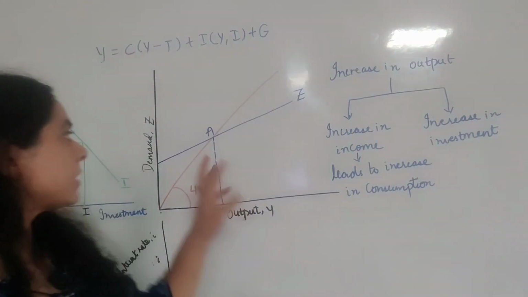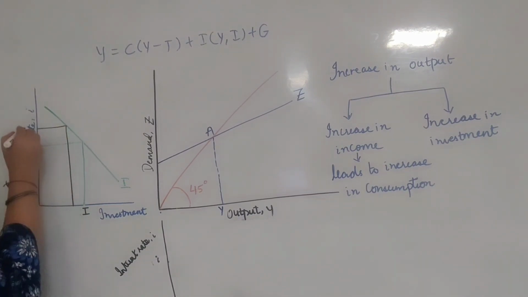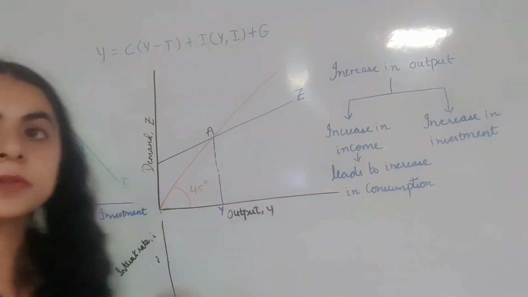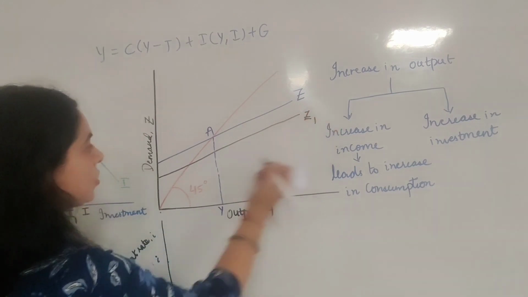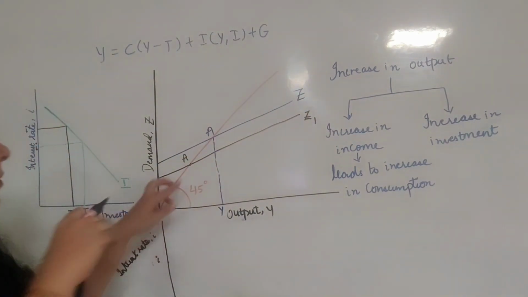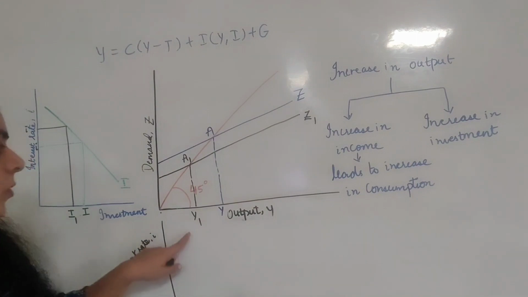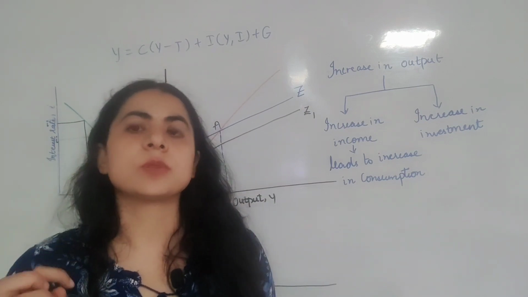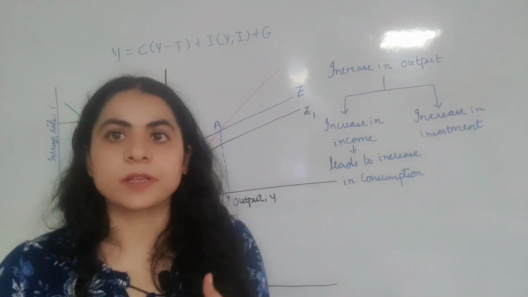Now the initial equilibrium is established at point A. Now suppose that the interest rate increases, and with this increase in interest rate, investment will fall. With the fall in investment, there will be a fall in demand, and this curve will shift downwards to a new position, and the equilibrium is now established at this point A1, and there will be a fall in output from Y to Y1. An increase in interest rate decreases investment. This decrease in investment decreases output, which further decreases consumption and investment through the multiplier effect.